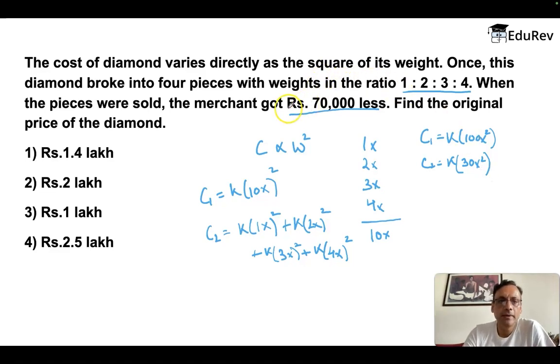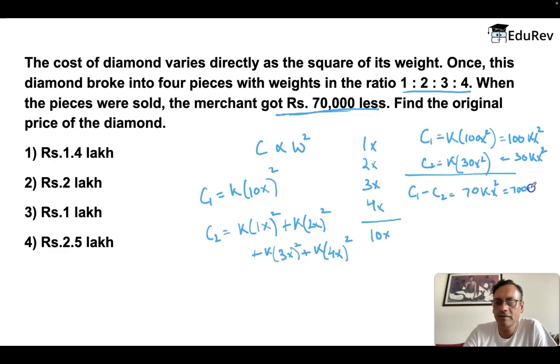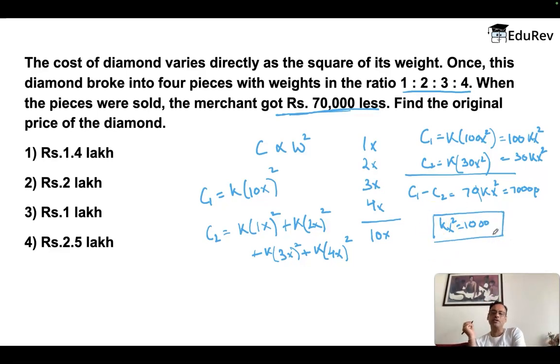Okay, and the merchant got rupees 70,000 less. So if I subtract them, C1 minus C2 is equal to, now this x square also can be combined with the constant. So I can say that this is 100 kx square, and this is 30 kx square. So kx square can be taken together. C1 minus C2 is equal to 70 kx square, which is equal to 70,000. The loss is 70,000. 70 gets cancelled. So kx square is equal to 1000. You don't have to bother separately about what is k and what is x square. This whole is the constant, which is equal to rupees 1000.